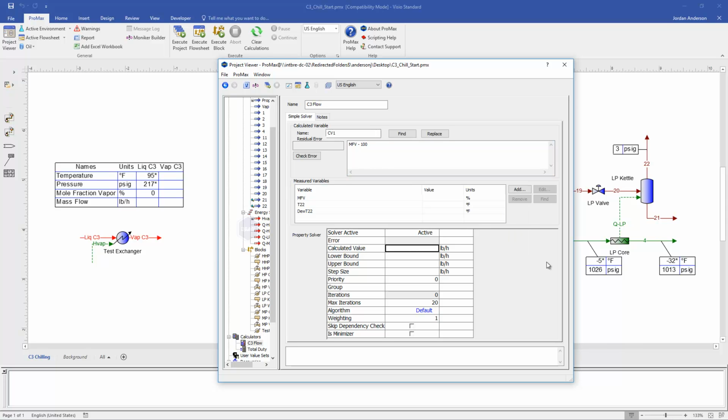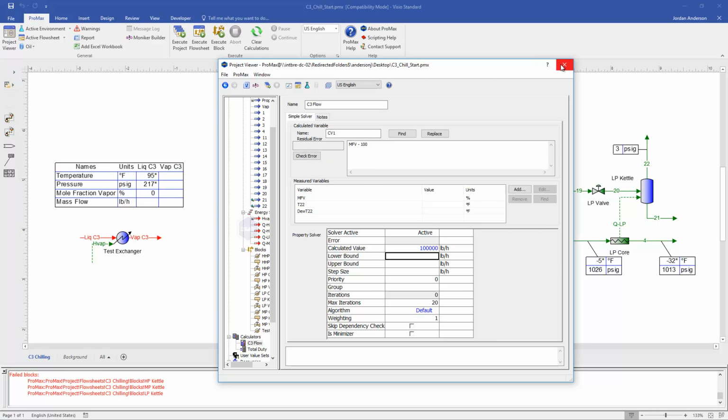With this solver, we need to put in a calculated value. This is going to be our initial estimate, and then ProMax will adjust this to the final answer. To begin with, I'm just going to throw out a number, say 100,000 pounds, and click execute.